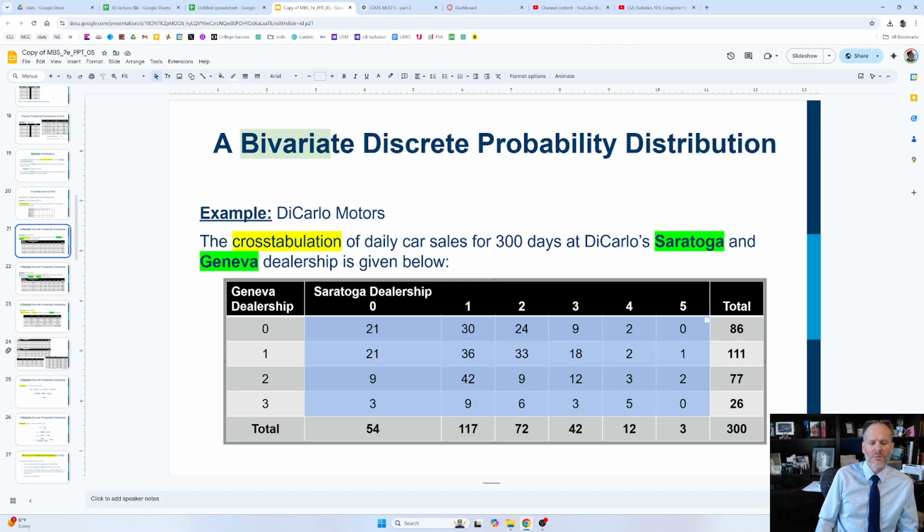All right, and then we have our marginal probabilities out here on the side. Those are marginal probabilities, showing us the probability of having a day where Geneva sells none. It'd be 86 over 300.